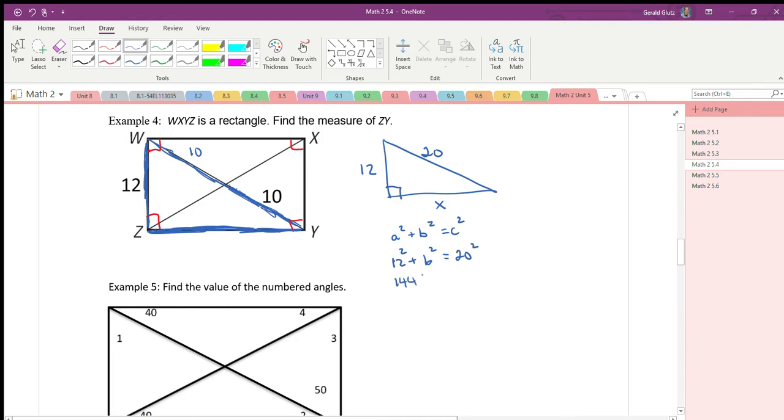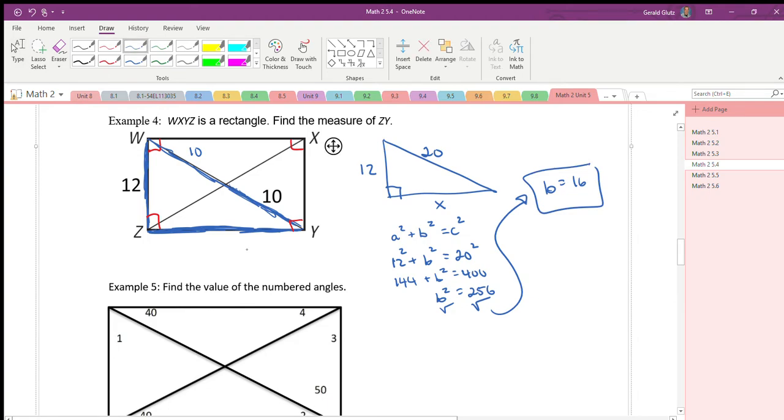So 144 plus b squared is equal to 400. Subtract 144 on both sides and we get 256. So take the square root. The square root of 256 is 16, so b has to equal 16. So ZY equals 16.